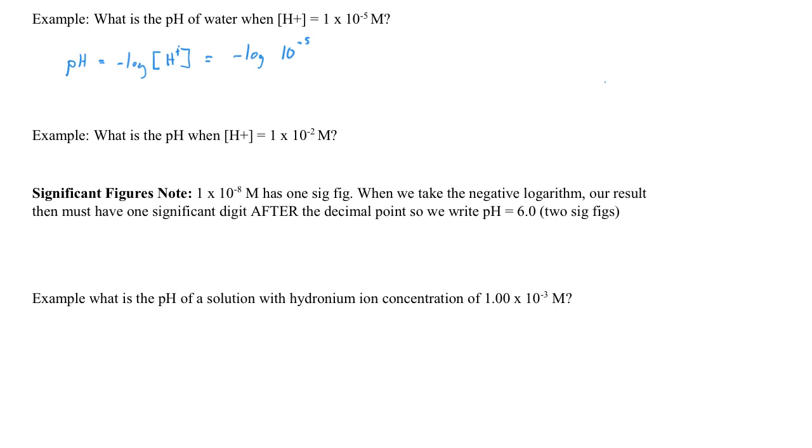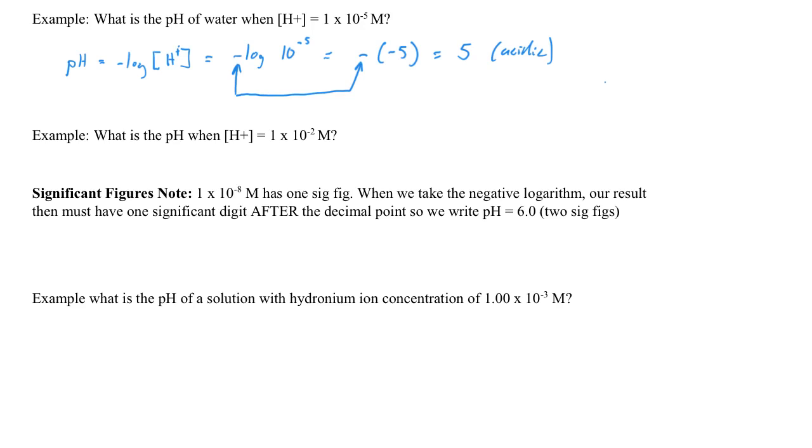So we need to find out what power we need to raise 10 to get 10 to the -5. Hopefully we can see that we would need to raise 10 to the -5th power to get 10 to the -5 back. But we are also taking the negative logarithm. So the answer is the negative of -5, or 5. And that would be the pH, which is slightly acidic.